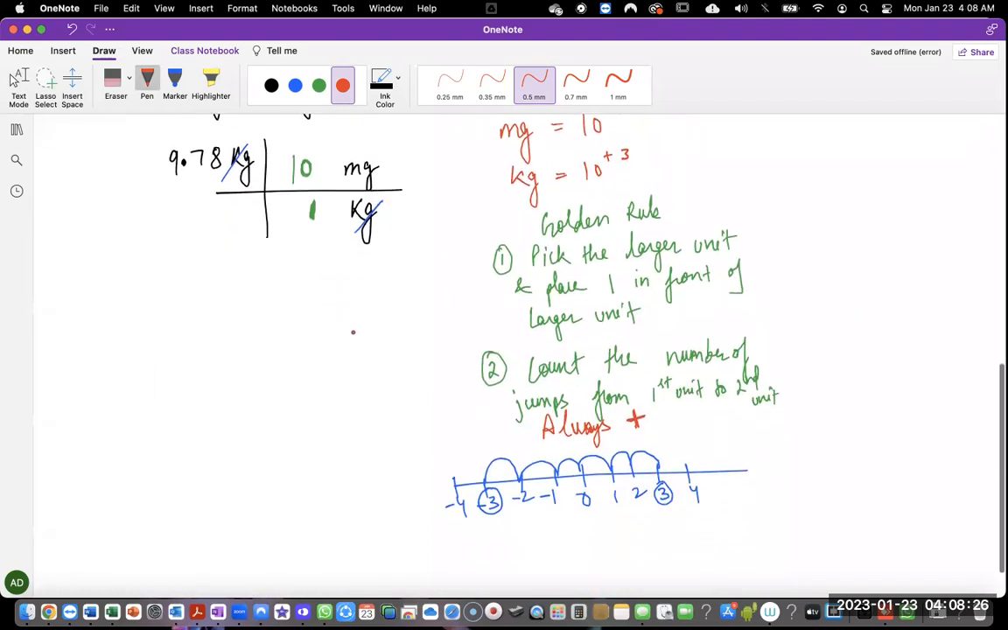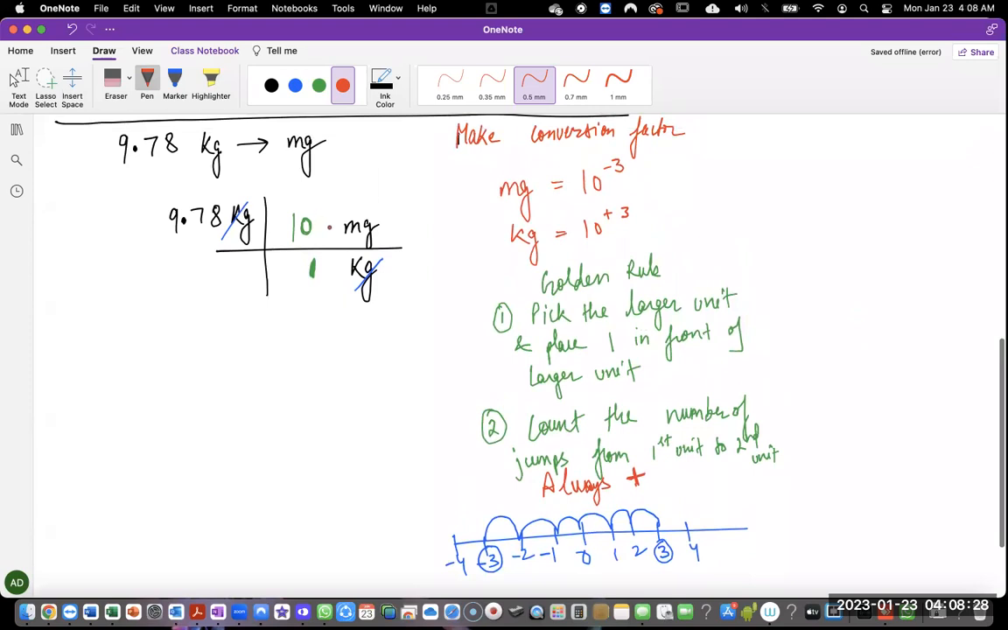You will be putting a positive number here. The power will be positive if you're following rule number 1, which says to put 1 in front of the bigger unit. Okay, so what number are we going to put here? We said the number of jumps that we need is 6. The number that goes here is 6, and that number has to be positive, guys.